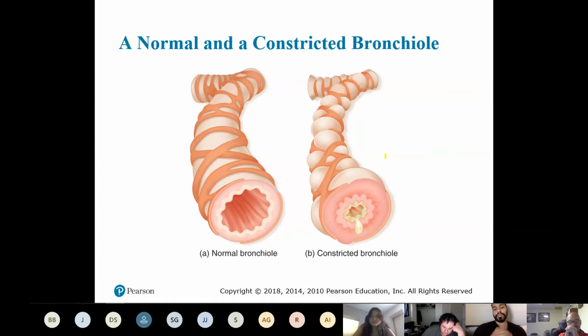You guys follow? So the smooth muscle around the bronchioles will constrict, making that tube smaller. And they relax to make that tube bigger. All right. Questions on that part? No. All right.